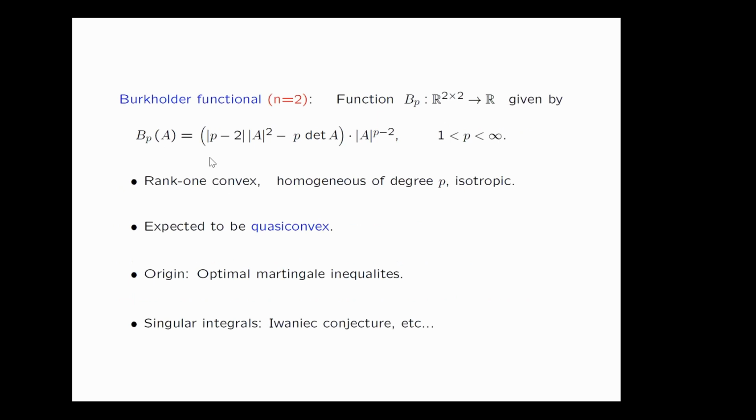Okay, so here is back our friend, the Burkholder functional, which is rank 1 convex. If you look at it a bit more carefully, it's homogeneous and it's isotropic. If instead of A, I consider à, which is R A Q, where R is a rotation and Q is a rotation, then I get the same value.